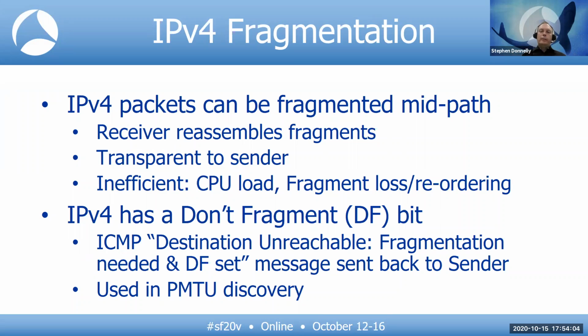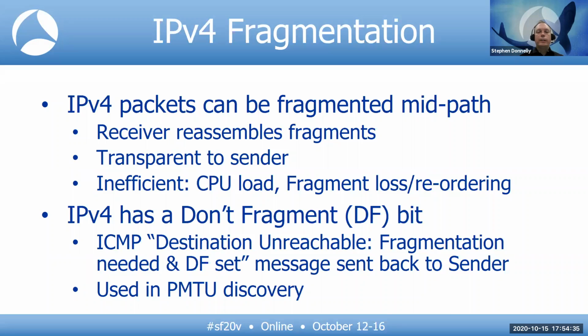IPv4 packets can be fragmented mid-path. So I'm a sender, I send a packet out at say 1500 bytes, it travels through the network through different routers, and it hits a link where the MTU is smaller than that. Then that router can choose to fragment the packet, so chop it up into smaller pieces, and continue to send it on. And those fragments will then continue on, and the receiver at the far end is responsible for putting those back together. That's completely transparent to the sender.